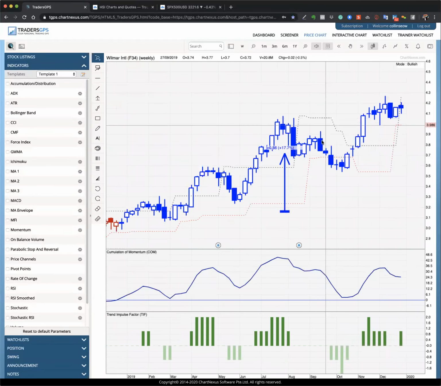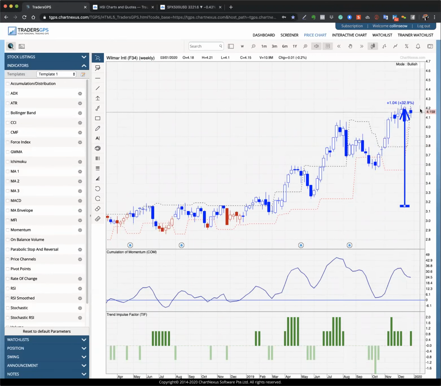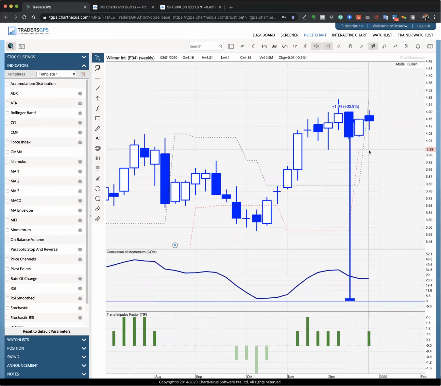Okay, so Wilmar is still a long. If you're doing position weekly, you're long here right now, you are about 30% up, still long. Nothing much to do for Wilmar. The support for Wilmar is around $3 and around $3.99. This is the support area. So that's for Wilmar. Still long, nothing much to do. Pullback is normal.